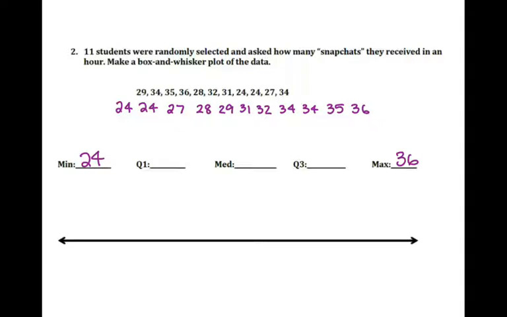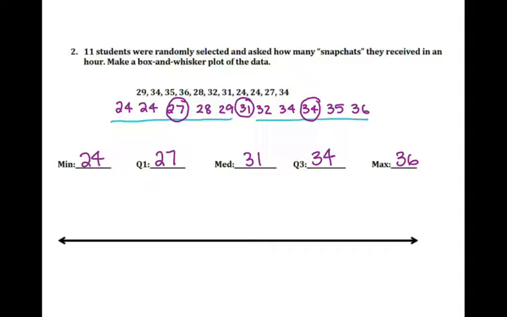And then I'm going to go ahead and find the median. The median is going to be right in the middle. So I have 11 pieces of data. I'm going to go right in the middle, and my median is 31. From here, your median separates your data into two halves. The median of the lower half is going to be quartile 1. So once again, I'm going to find the middle of my bottom half, and that's going to be quartile 1, and I can find the middle of my top half, and that's going to be quartile 3.